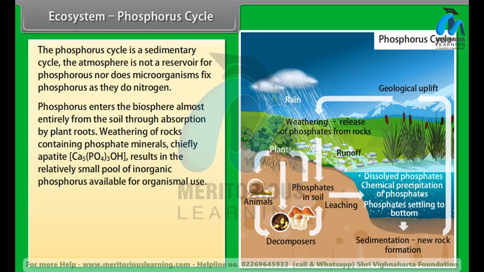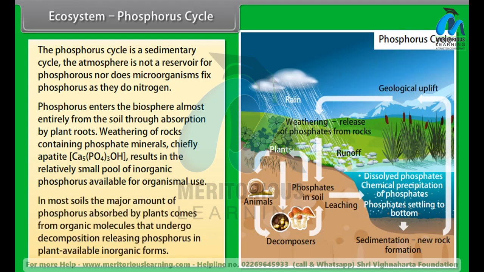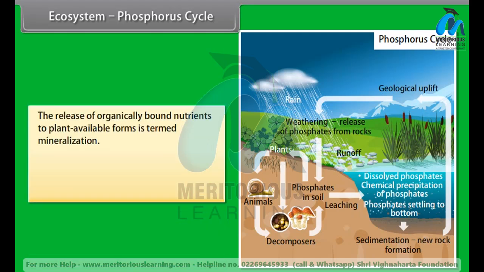Weathering of rocks containing phosphate materials, chiefly apatite, Ca5(PO4)3OH, results in the relatively small pool of inorganic phosphorus available for organismal use. In most soils, the major amount of phosphorus absorbed by plants comes from organic molecules that undergo decomposition, releasing phosphorus in plant-available inorganic forms. The release of organically bound nutrients to plant-available forms is termed mineralization.